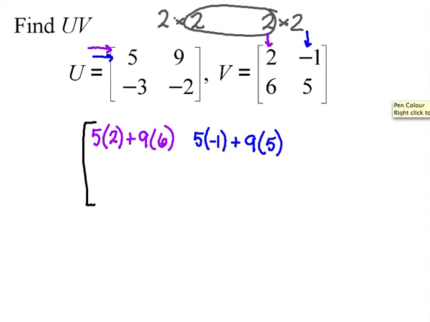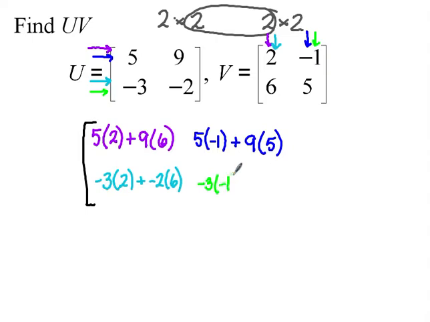So where do I go next? Second row. Yep. So what's the second row look like? Negative 3 times 2. Negative 2 times 6. And so notice how those numbers match up in the parentheses, the 2's and the 6's? Okay, that's not a coincidence. That should happen. And I'm going to take row 2 times column 2, and what do I get? Negative 3 times negative 1 plus negative 2 times 5.